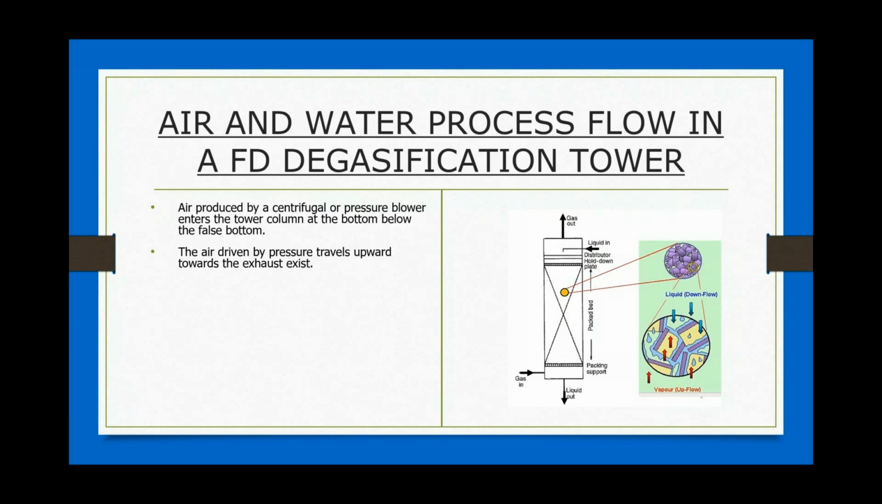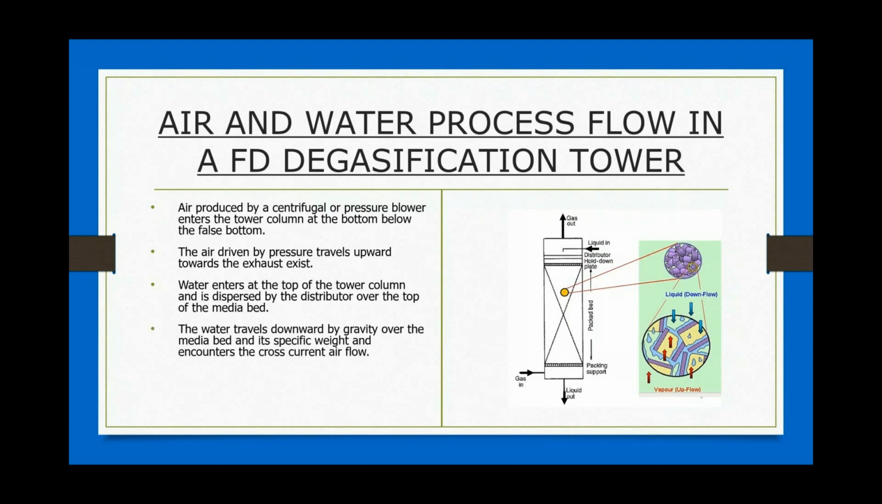And in between, you have things like the media packing and packing support plates. Water enters at the top of the tower column, travels by gravity, and is dispersed by the distributor over the top of the media bed. We'll get to some more details on some of these key components. The water travels downward by gravity over the media bed, and its specific weight encounters cross-current airflow. This is what causes the stripping and the lower vapor pressure conditions.